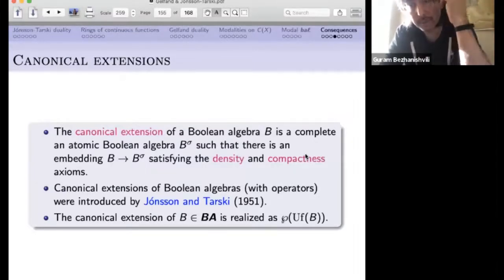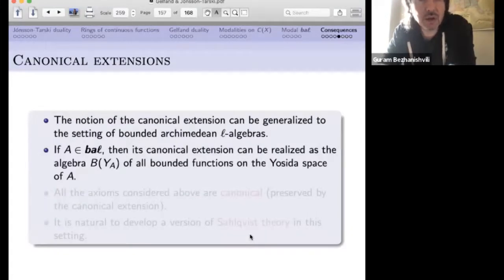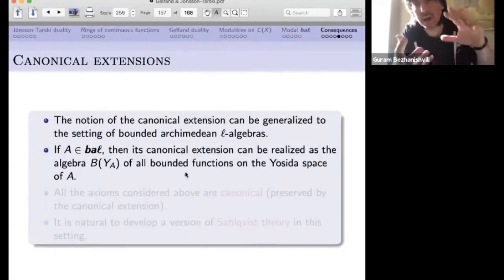So this is one of the active topics of research in modal logic, right? And so the way that you can realize this canonical extension, you can define them purely algebraically as those complete and atomic Boolean algebras that satisfy this additional density and compactness conditions. But then you can realize them as the power set of the Stone space of your Boolean algebra. And we can do the same in this more general setting, but remember that clopens get replaced by continuous functions.